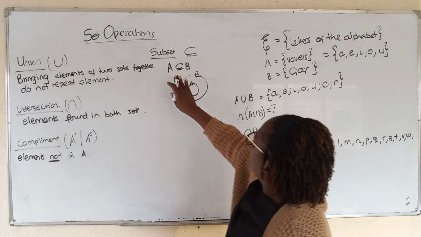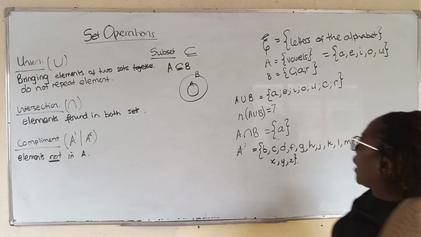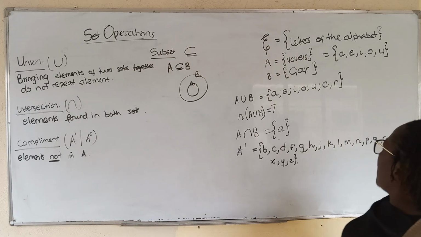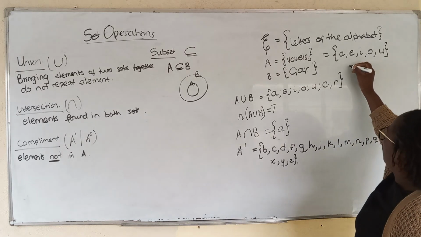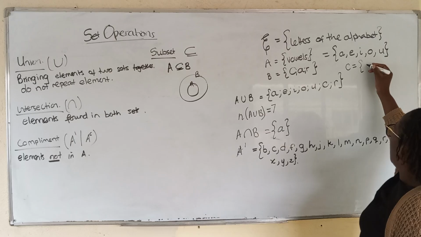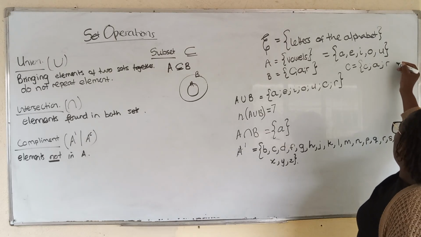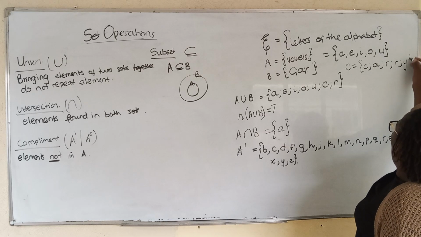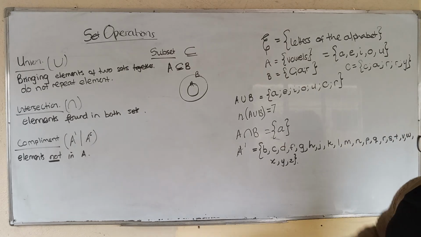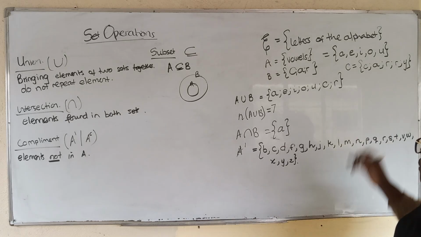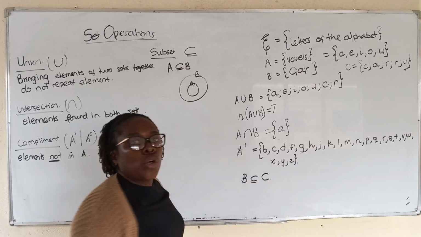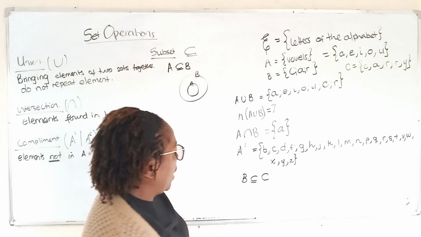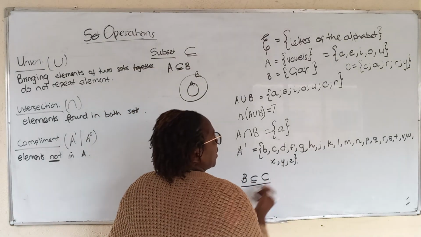Then lastly, we've got a subset. Let's assume I add another set, which is C, letters of the word carry. Now you can see that all the elements that are in set B are also in set C. So we can safely say that B is a subset of C because all the elements in B are also in C. So it means that B is a subset of C.